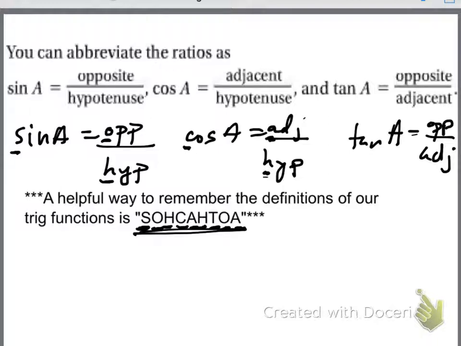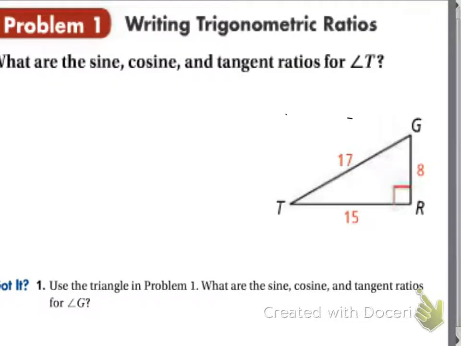Let's do some examples to bring a little more clarity to what these mean. In problem 1, we need to determine the sine, cosine, and tangent ratios for angle T. First things first, we need to find angle T. Angle T is right here. So we're going to write down the sine of T. What does sine equal? Opposite over hypotenuse.